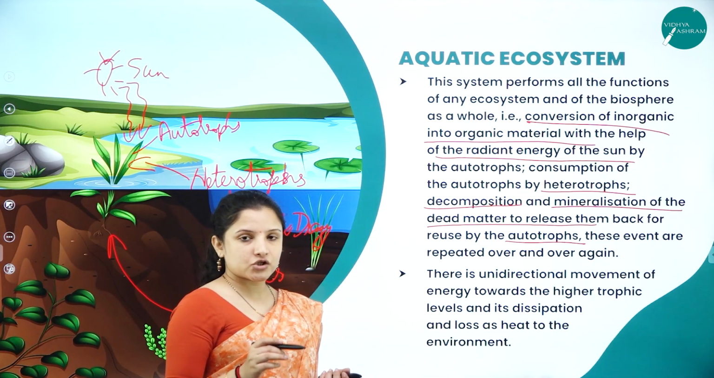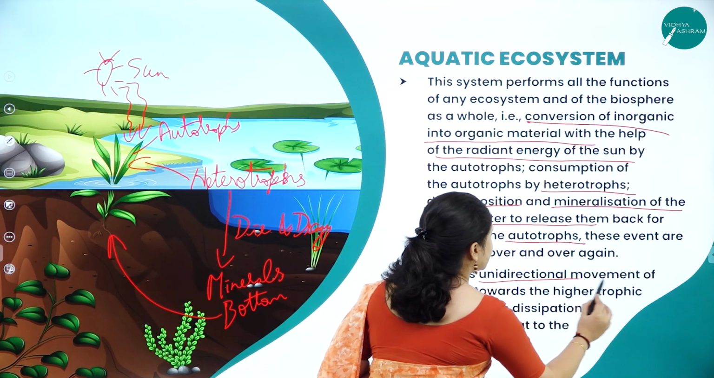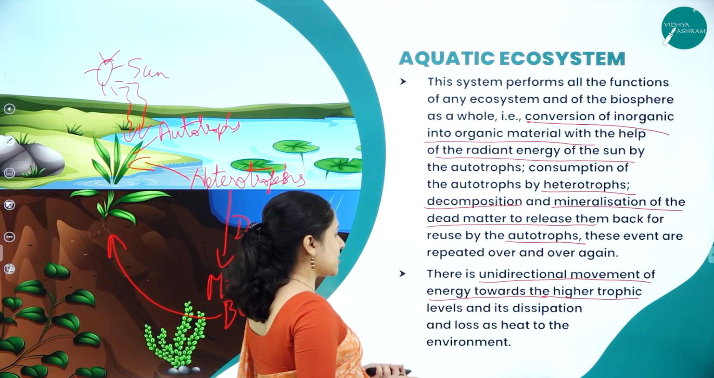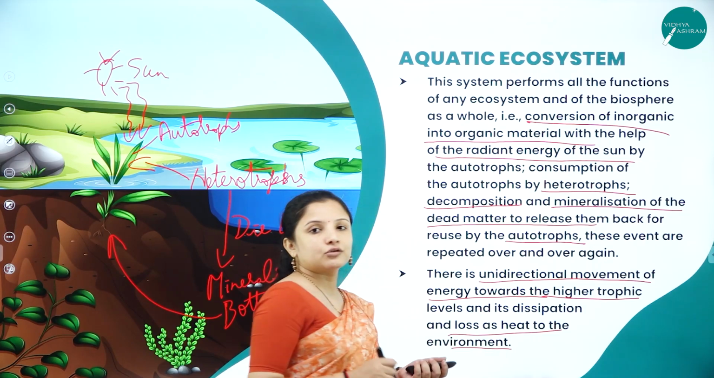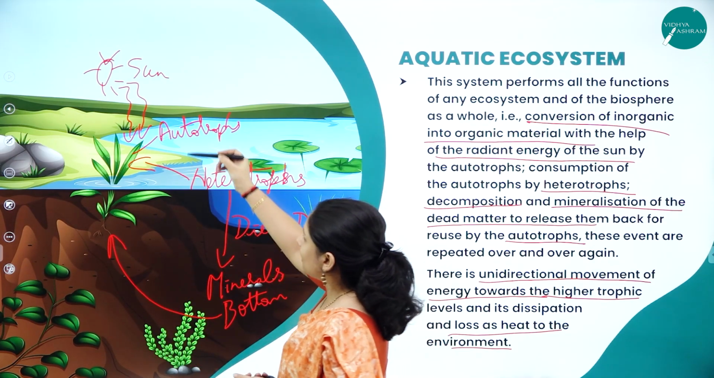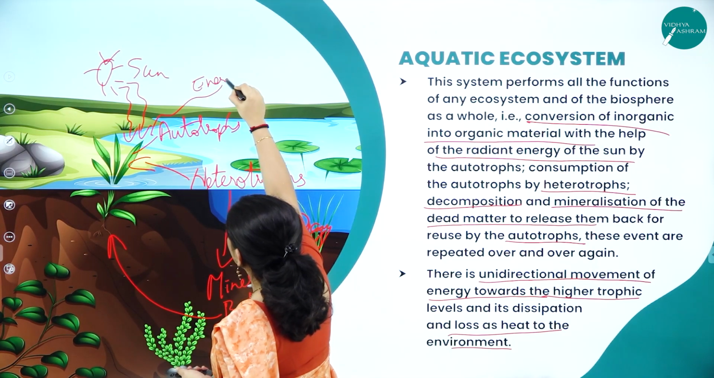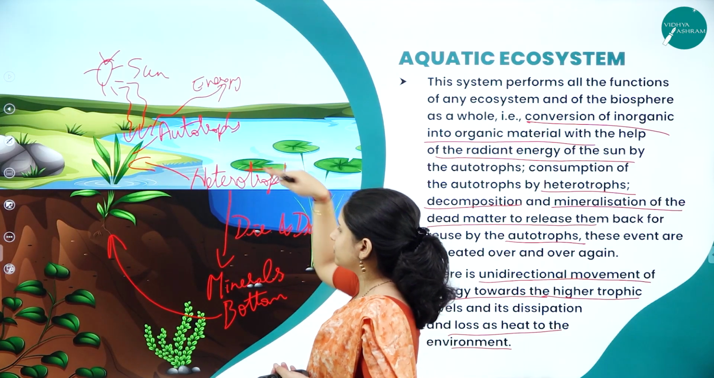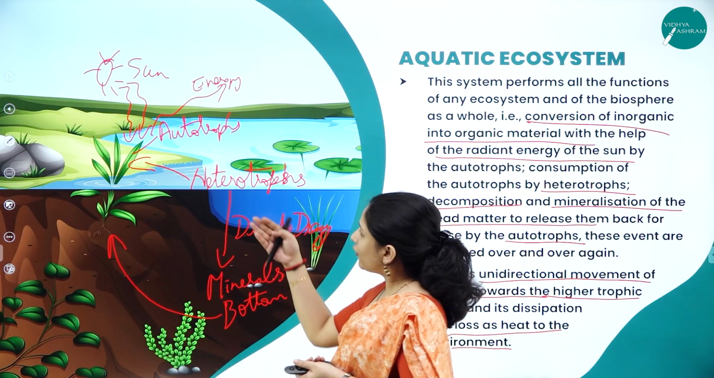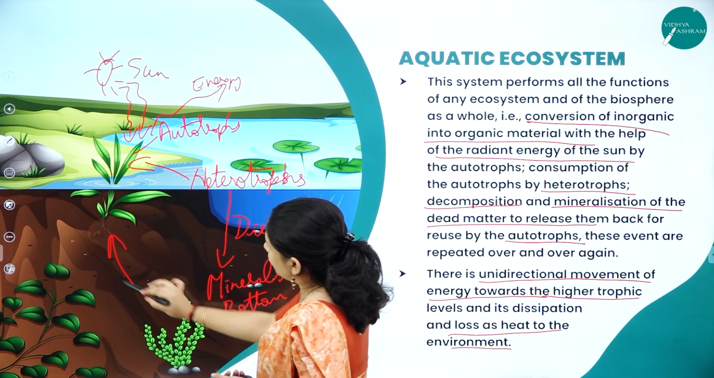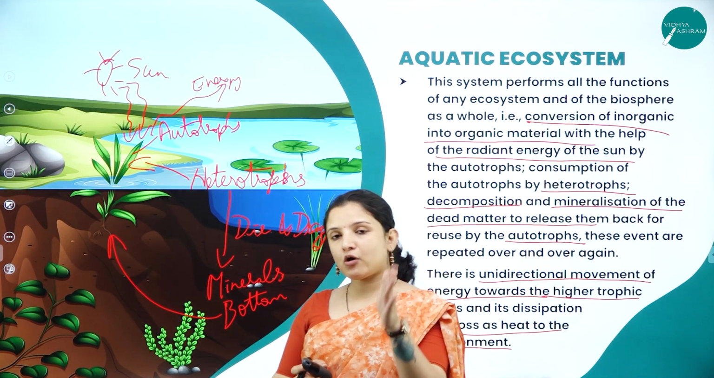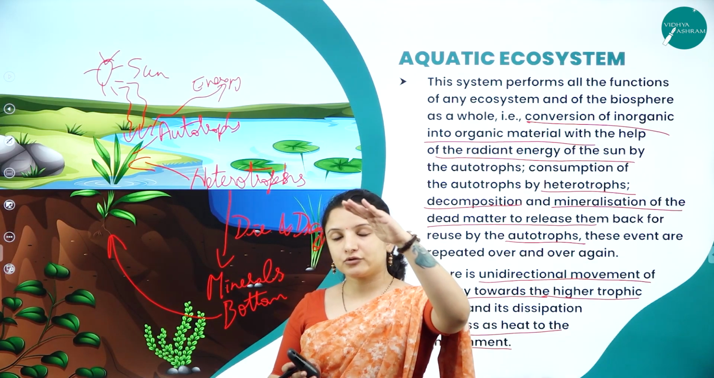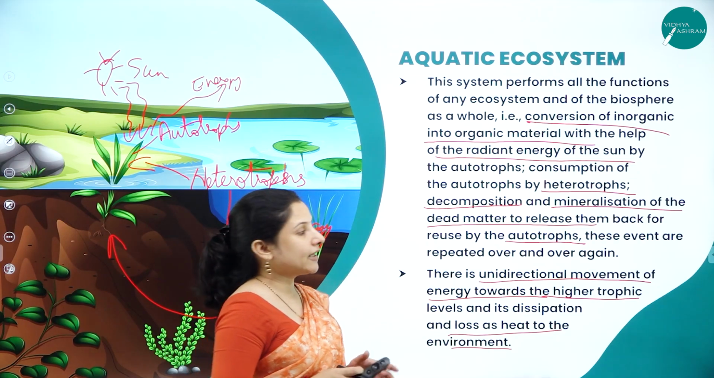And this flow of energy or the nutrient cycle is always a unidirectional movement of energy towards the higher trophic levels, and its dissipation and loss as heat to the environment. So don't think that all the energy will be utilized. Some of the energy will also be lost to the environment. Every time the energy moves from one trophic level to the next, energy will be lost, and the flow of energy is always unidirectional. That is, it flows only in one direction: from autotrophs to heterotrophs, from heterotrophs to the soil in the pond, then from the soil in the pond back to the autotrophs.